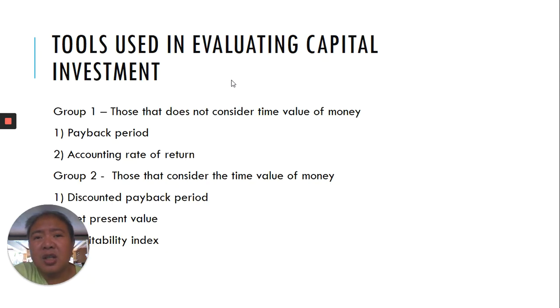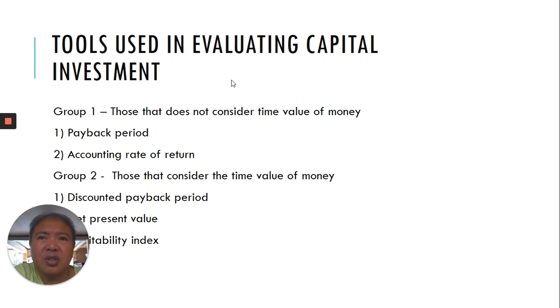Now, here are the tools that we use in evaluating capital investments. We can group them into two. Number one, or group one, would be those tools that do not actually consider the time value of money. Okay? I've discussed with you before the concept of time value of money. So, group one, they do not consider the time value of money.